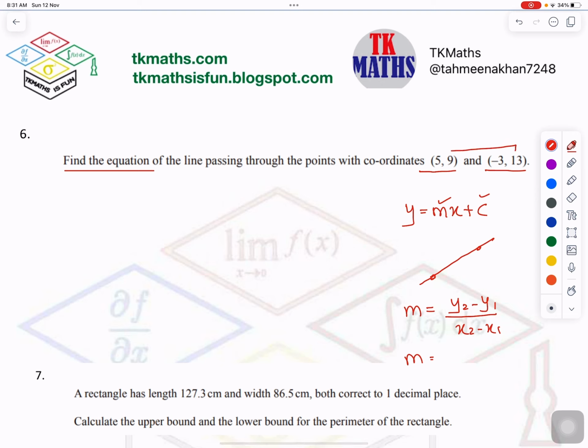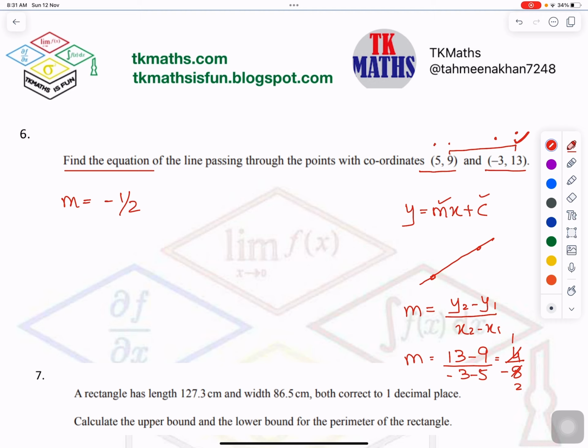My y coordinates, it is your choice. You want to do 9 minus 13 or 13 minus 9. But the important thing is, if you are writing 13 first, you are doing 13 minus 9, then in the denominator you will do minus 3 minus 5. You can't do 5 minus minus 3 because you have taken 13 as the first number in the numerator. So now I will have minus 3 minus 5. So what is it equal to? 4 divided by minus 8, which is equal to minus 1 over 2. So gradient is equal to minus 1 over 2.